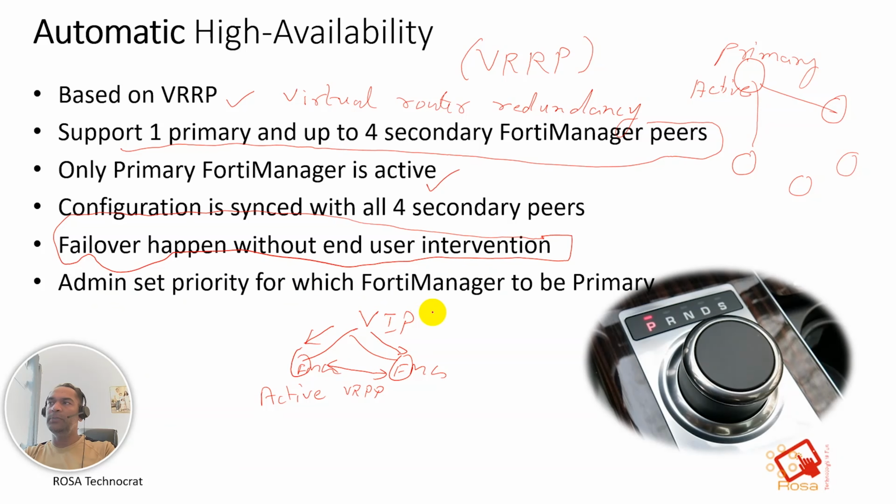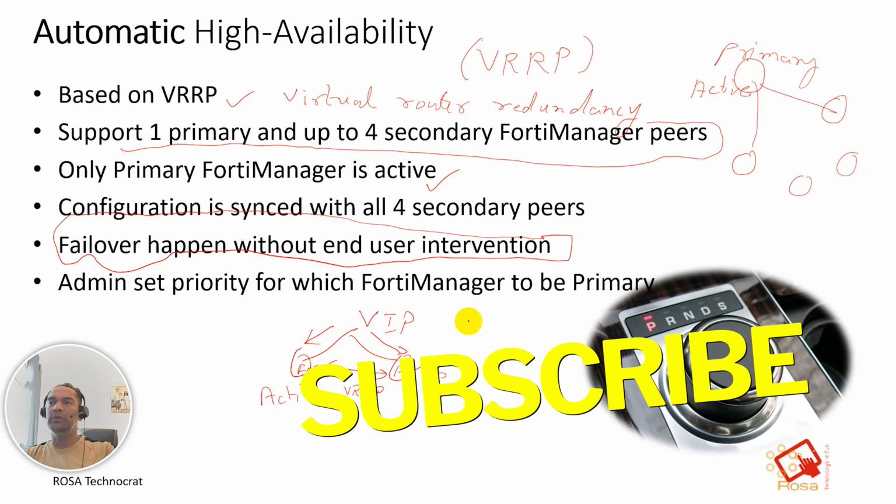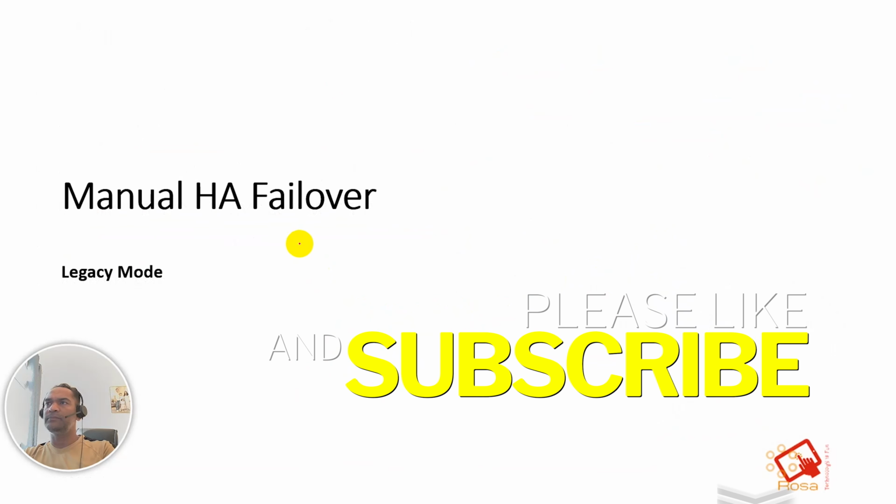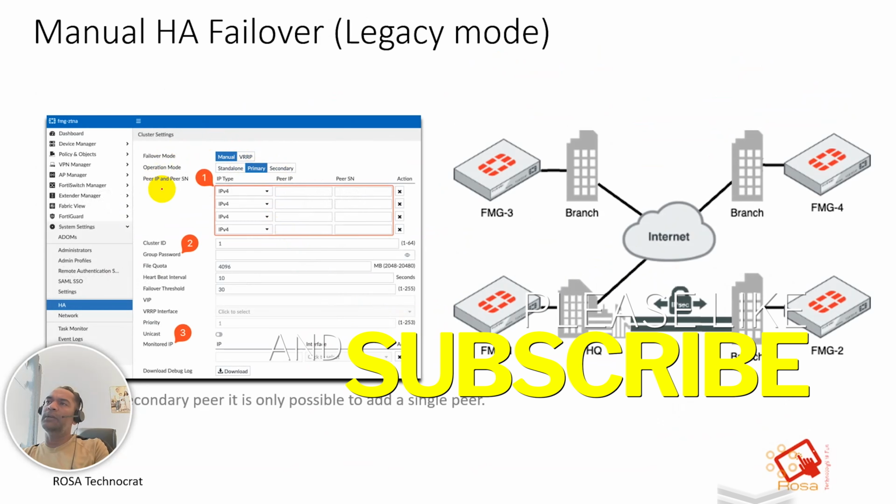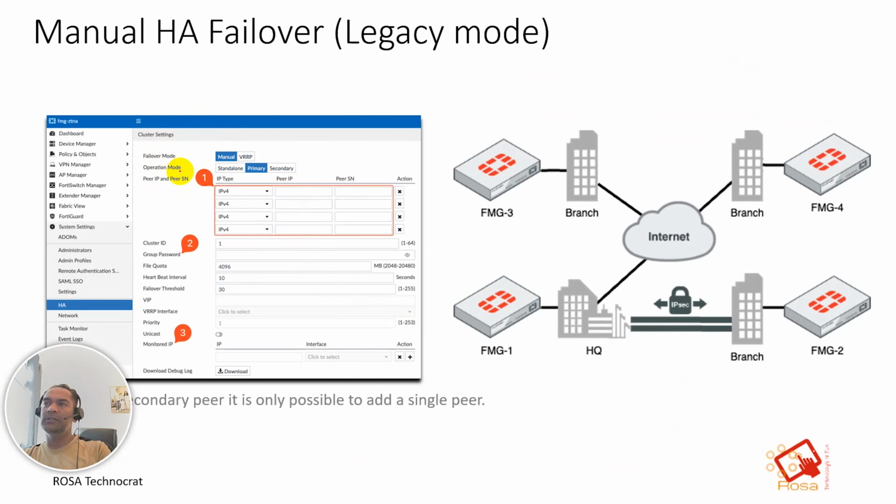Admin set priority for which FortiManager to be primary. So the security administrator will configure the priority for the FortiManager that is going to be the active one. Now let's talk about manual failover. I just told you about the features and how it works, now let's see it more practically.